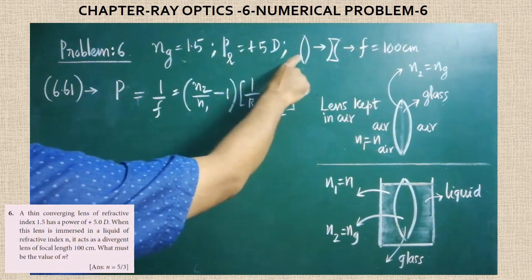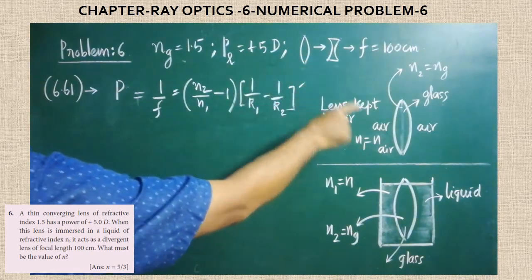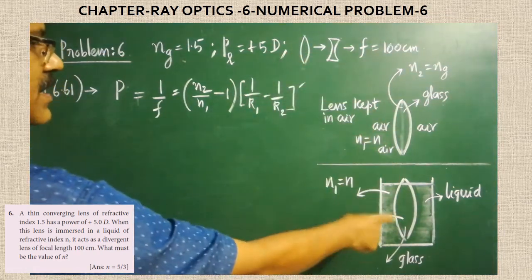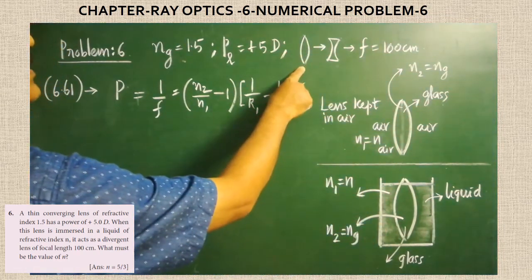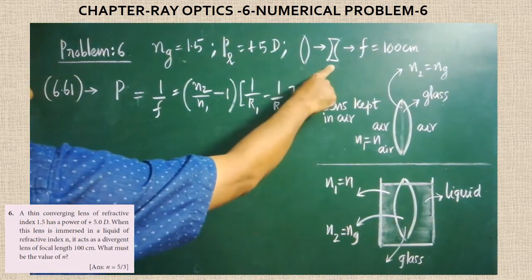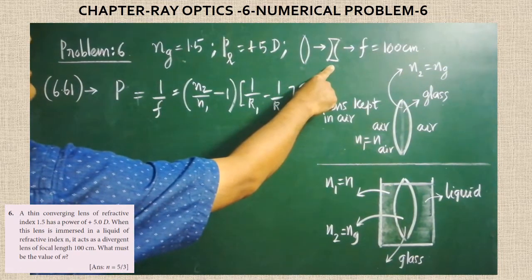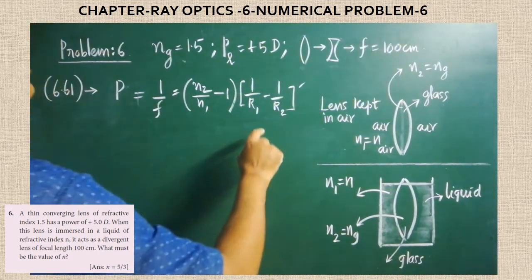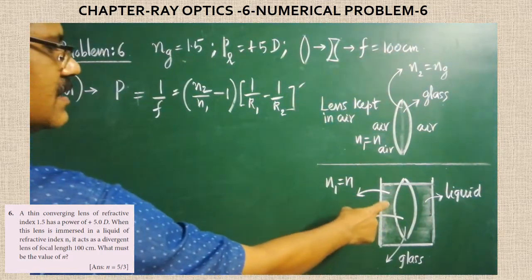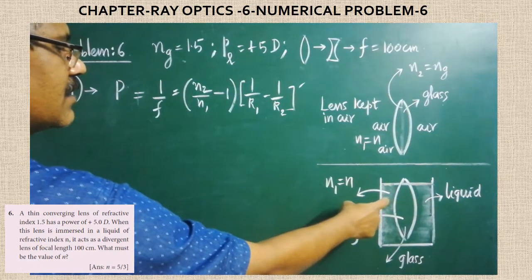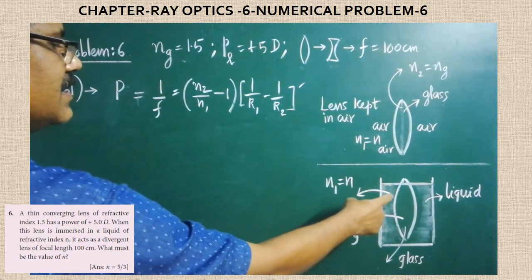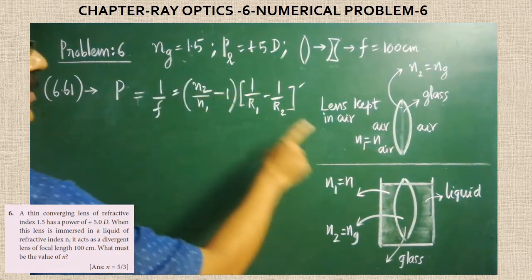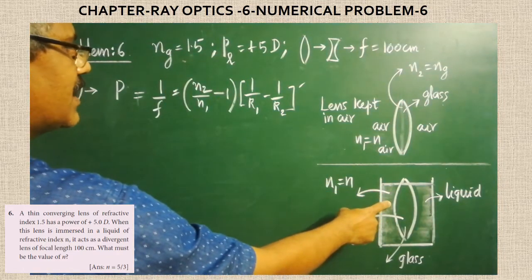So here, when it is kept in air, it is behaving as a converging lens. The same lens, when it is kept in a liquid, is converted into a diverging lens, and its focal length is altered to f equal to 100 centimeter. You are asked to calculate the refractive index of the liquid. The refractive index of glass is given, but the refractive index of the liquid must be calculated.